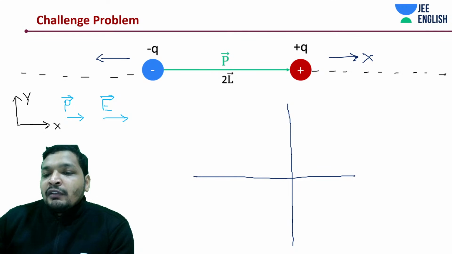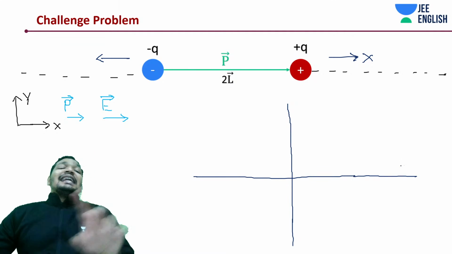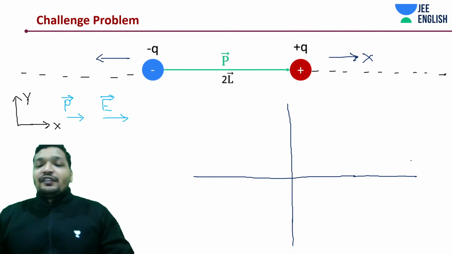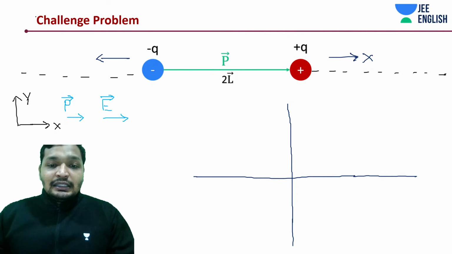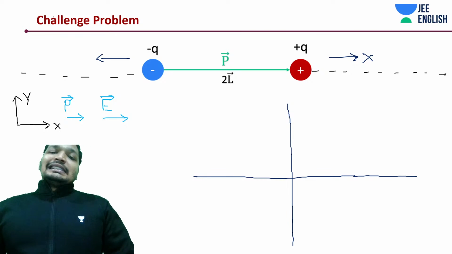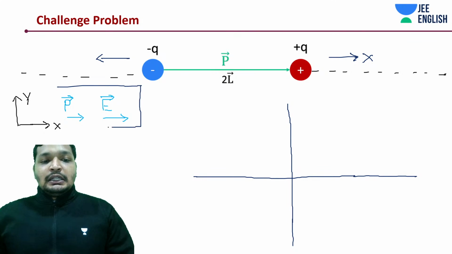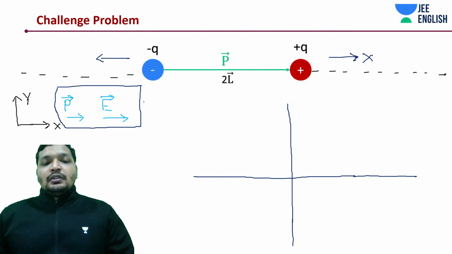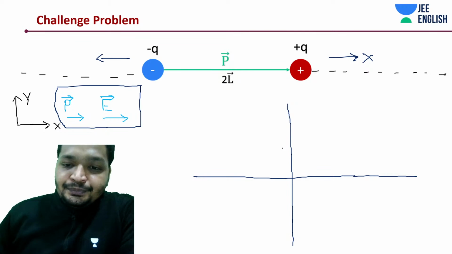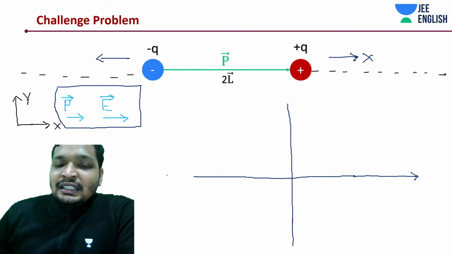But what if you have arranged the dipole in the reverse direction? Still the electric field is in the direction of the dipole moment, whatever. Both are in the same direction. And what is the direction in this case? It's along positive x.